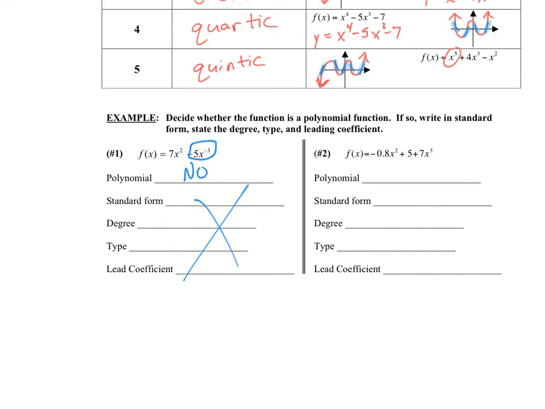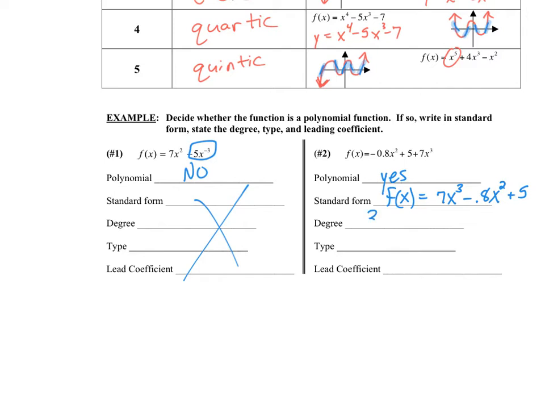The second part, this is a polynomial function because all of the coefficients are real numbers and all of the exponents are whole numbers. So standard form would be f of x equals 7x to the third minus 0.8x squared plus 5.